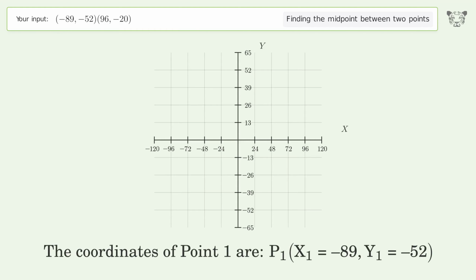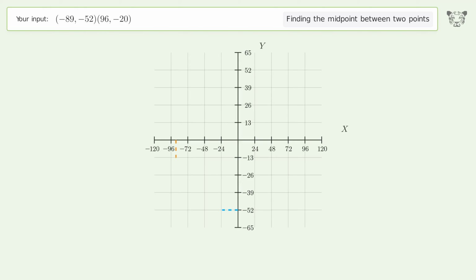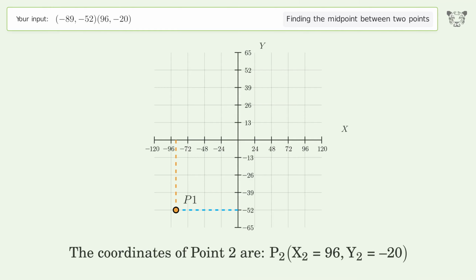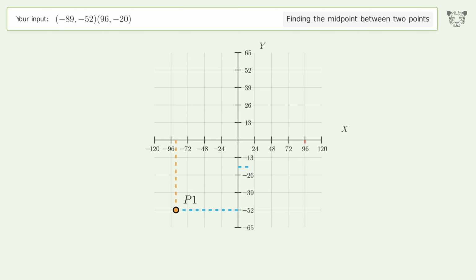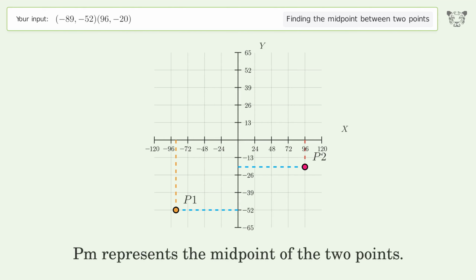The coordinates of point 1 are x1 equals -89, y1 equals -52. The coordinates of point 2 are x2 equals 96, y2 equals -20. PM represents the midpoint of the 2 points.